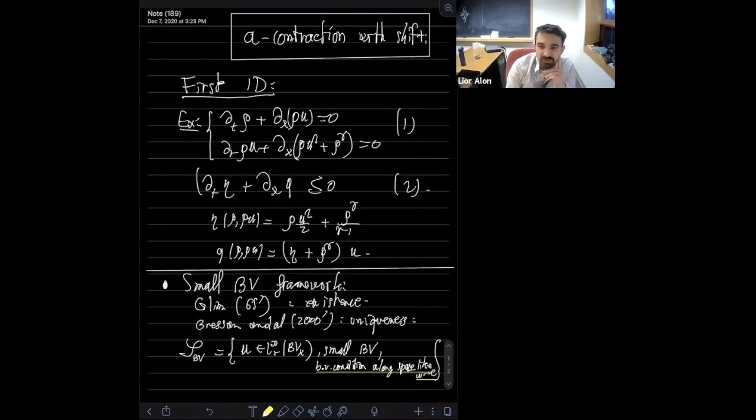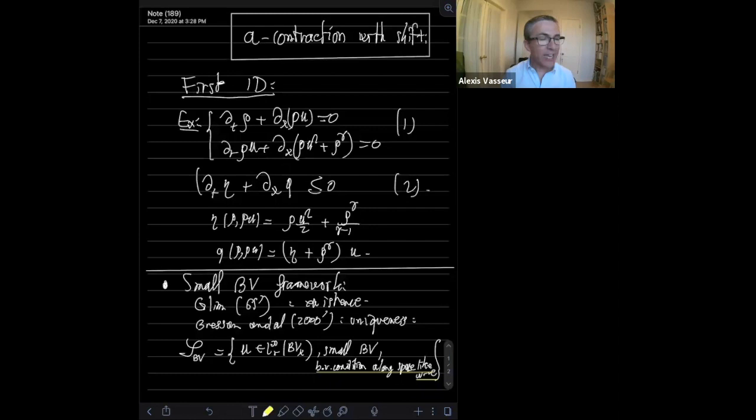Okay. And just to make sure, BV stands for bounded variation? Bounded variation, exactly. So that's why you can have shocks, right? This is discontinuous. It actually considers discontinuous solutions, even in a more general situation, right? Exactly. Okay, yes. Thank you.